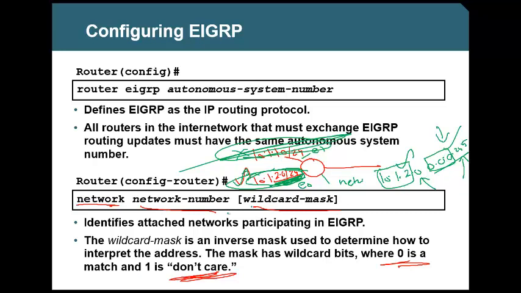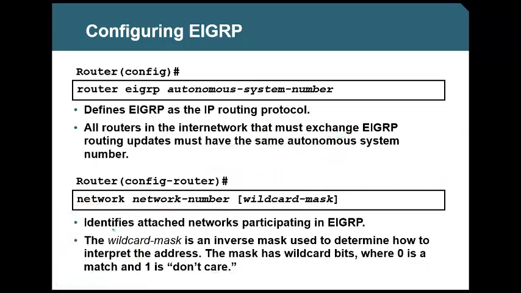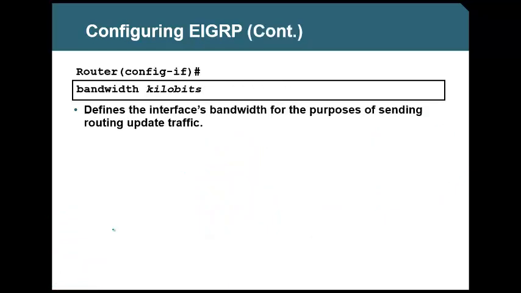It is not that easy to do this in other protocols like RIP. In RIP, you don't have a concept of wildcard mask. But in EIGRP, you can easily filter.